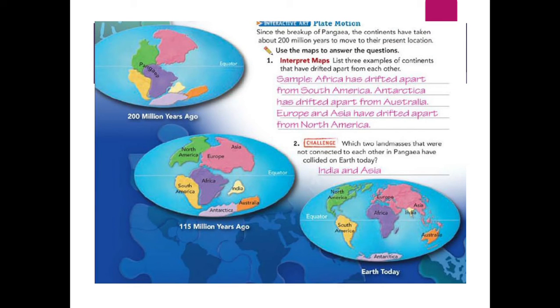And right here we have an example of Pangaea that is right at the top. And Pangaea was formed 200 million years ago. Just like you can notice right below, in 115 million years ago, all of the continents start to separate a little bit more. And lastly, in Earth today, you can notice that all of the continents are separated, just like we have known our world so far. But remember that all of this is caused because of the movement of the plate tectonics.